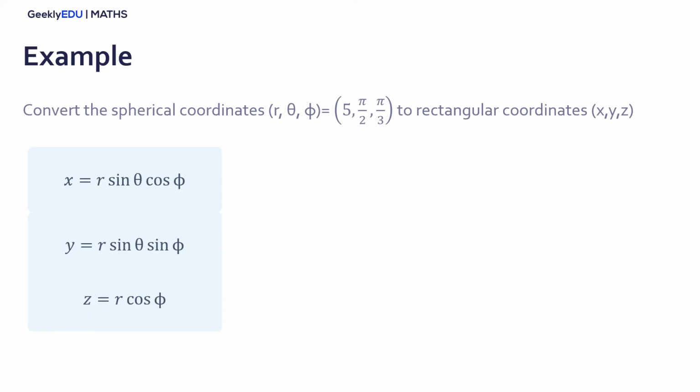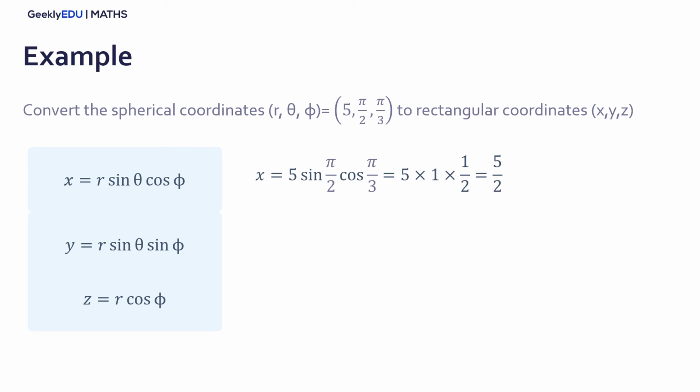Using the equations of transformation of the coordinates from spherical to rectangular, we will convert the spherical coordinate 5, pi divided by 2, pi divided by 3. From the cheat sheet that you can get at the end of the video, trigonometric functions, we know that the sine of pi divided by 2 is 1 and cosine of pi divided by 3 is 1/2.